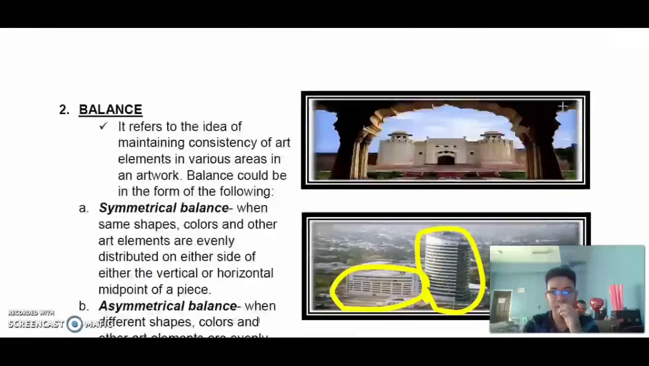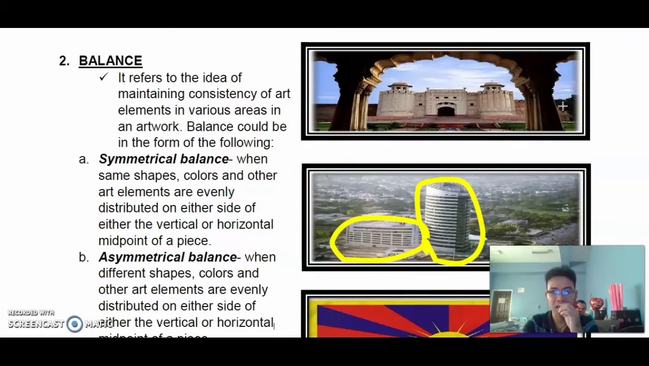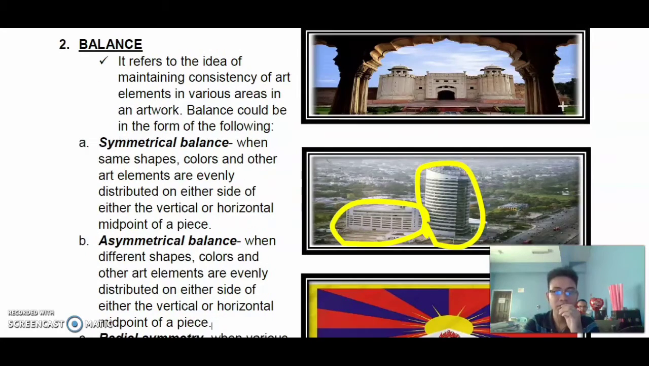The second one, we have here balance. When we say balance in art, it refers to the idea of maintaining consistency of art elements in various areas in an artwork. Balance could be in the form of the following. The first classification of balance is symmetrical balance, when the same shapes, colors, and other art elements are evenly distributed on either side of either the vertical or horizontal midpoint of a piece.